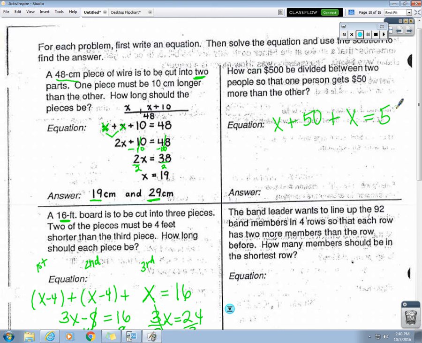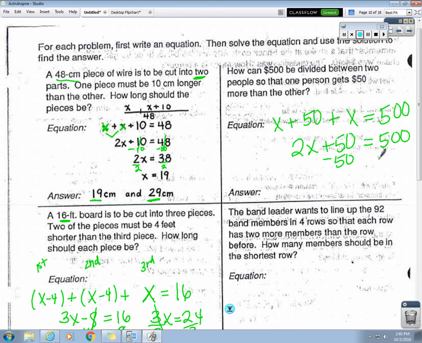Right. Did anybody write x plus 50? That's the same thing, because didn't everybody in their 2nd step get 2x plus 50? So it doesn't really matter where you put the plus 50. They didn't tell you which person gets 50 more. They just said one person gets 50 more. So you could have added it to that x or that x. It doesn't matter. Now to solve for x, what do we do?